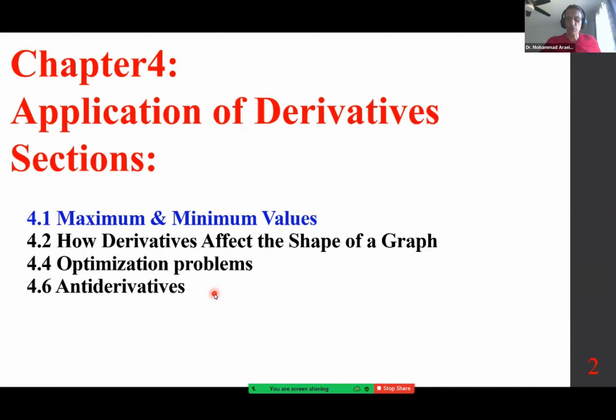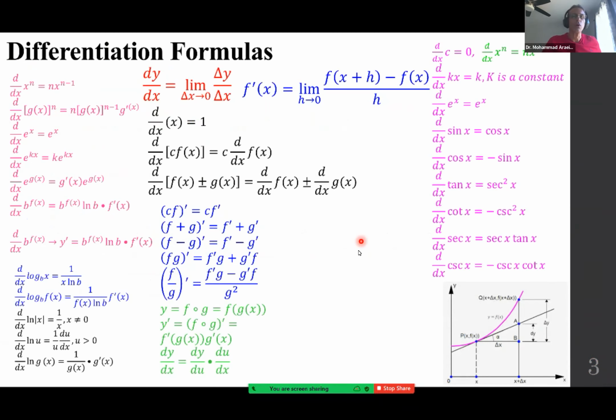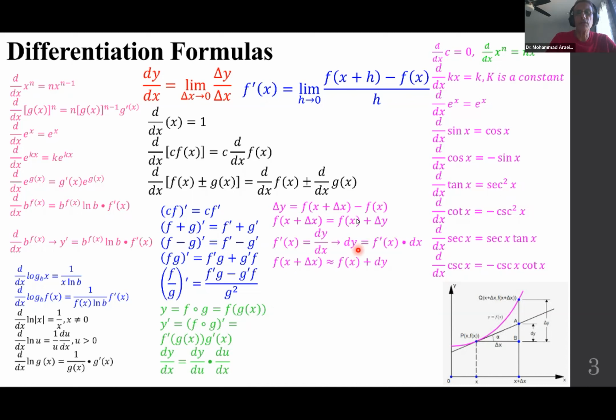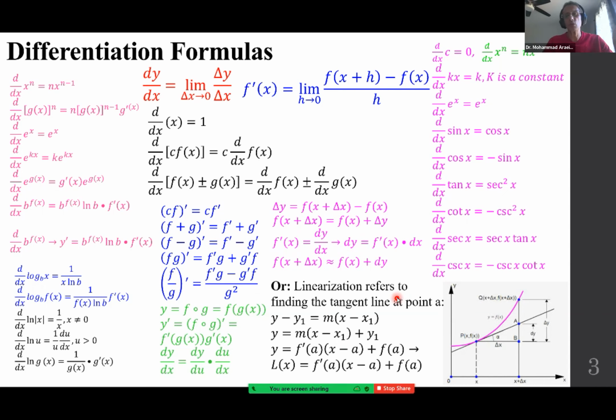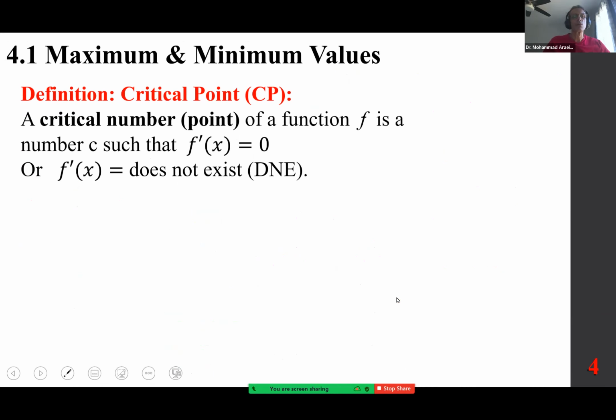This is extremely important that we know all these differentiation formulas so we can go with the reverse process known as antiderivative, anti-differentiation, integration, you name it. So you see various formulas here. We also have the definition of delta y, dy, delta x, dx, and linearization, which refers to finding tangent lines. So we start with the definition.